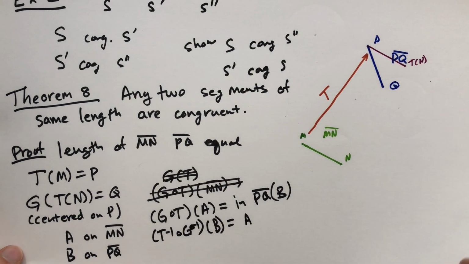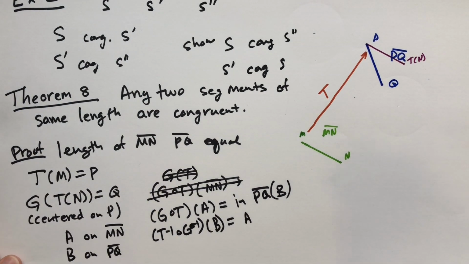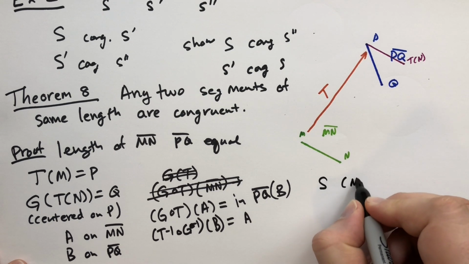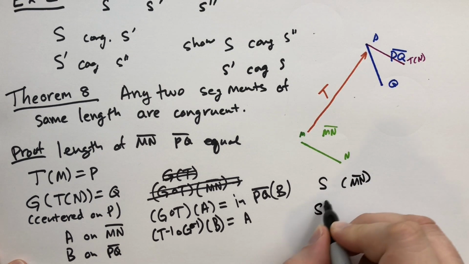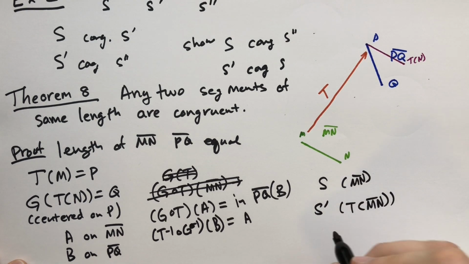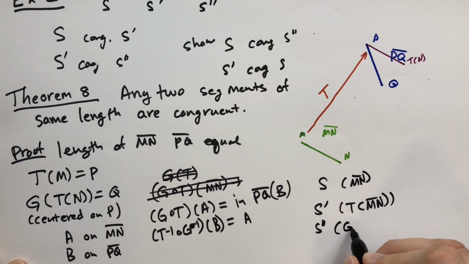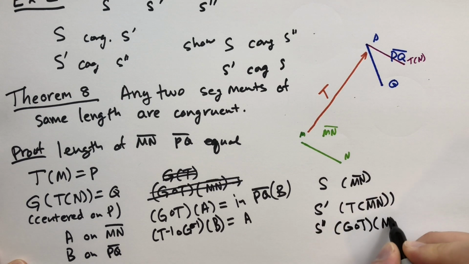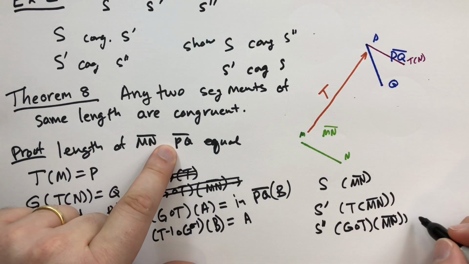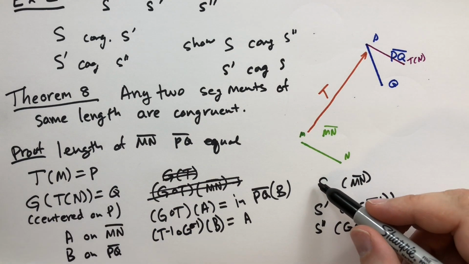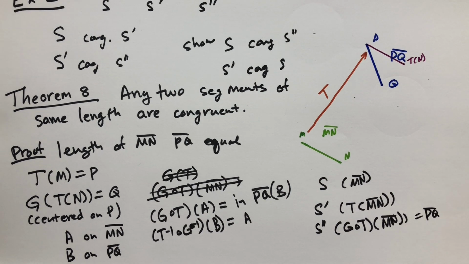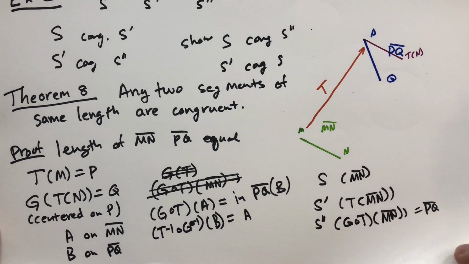Now, if we're using the results from example 2, then it's rather trivial to say that S is going to be MN. Then you can take S prime, which is the translation of MN, and then S double prime, which is the rotation of the translation of MN. Since this is equal to PQ, we know that this is congruent with that, and that's congruent with that, so these two are congruent with each other. Pretty simple proof to do it that way, once you've figured out why exercise 2 works.